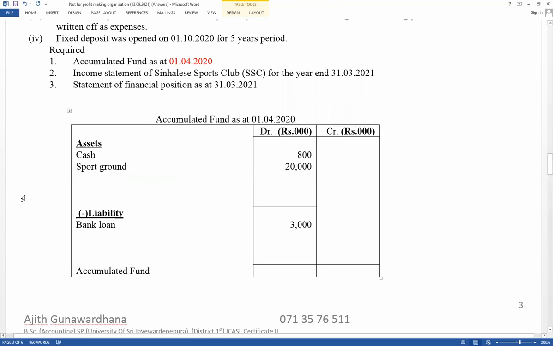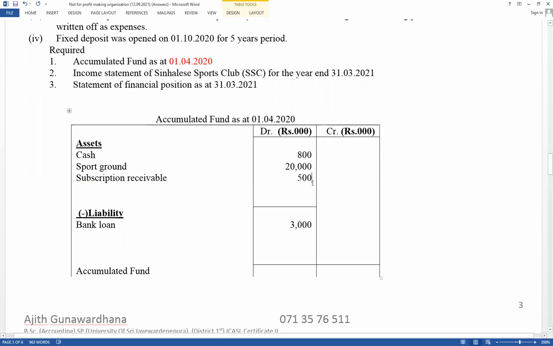Then the given subscription receivable is also an asset. The value should be included in the first column. Subscription receivable 500. The opening balance should be recorded.